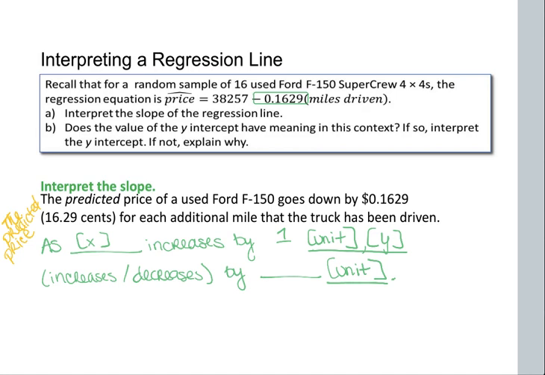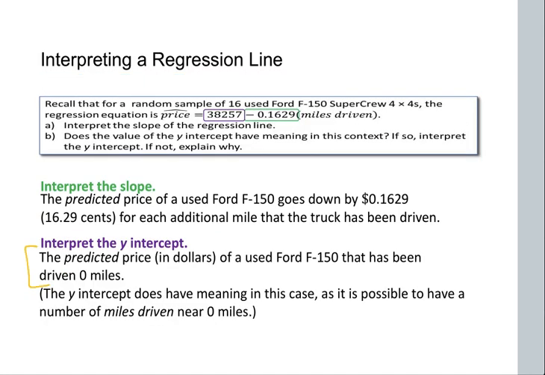And why are we using predicted price? Because a regression model is just a prediction. Okay. Can everyone write the predicted price? Yes, yes. Everyone's back from the bathroom? Yes? Okay, good. Okay. So that means for the y-intercept, the predicted price in dollars of a used Ford F-150 that's been driven 0 miles would be $38,257. A lot of money. It's a whole lot of money.